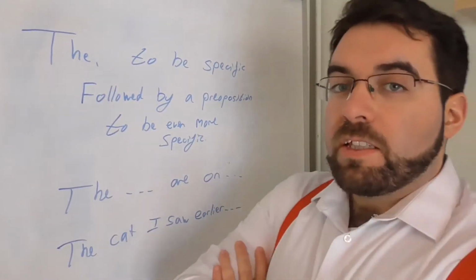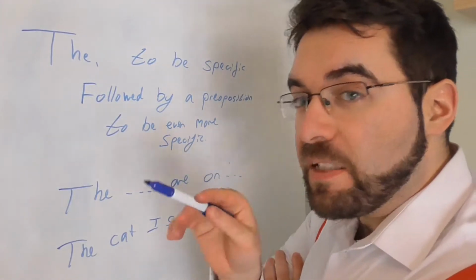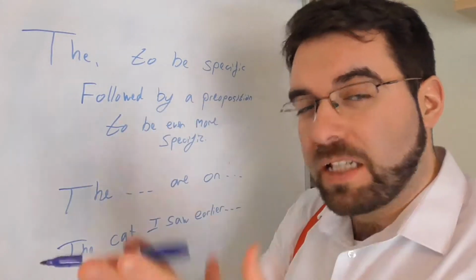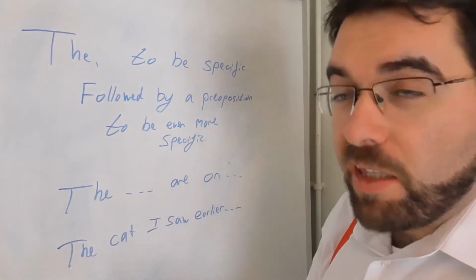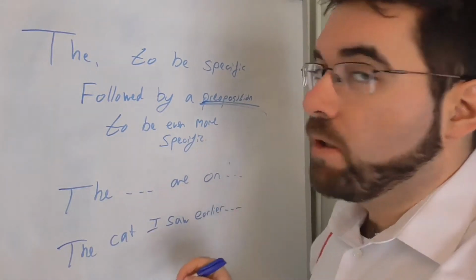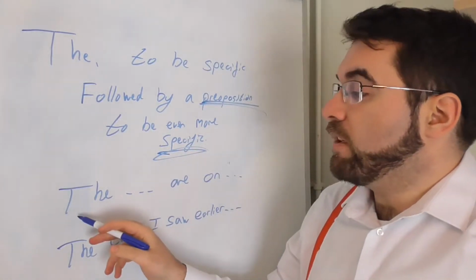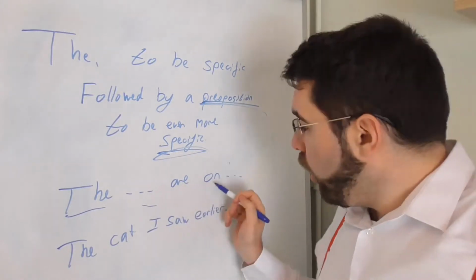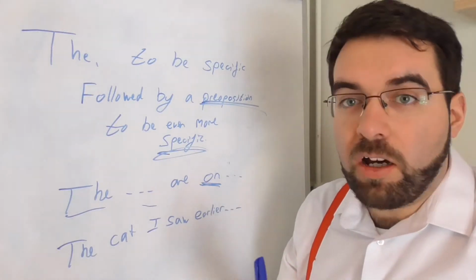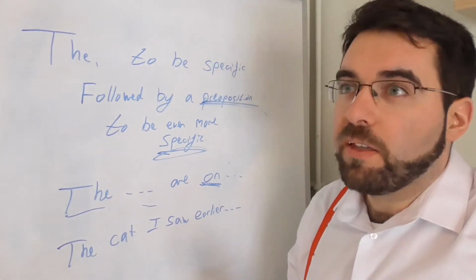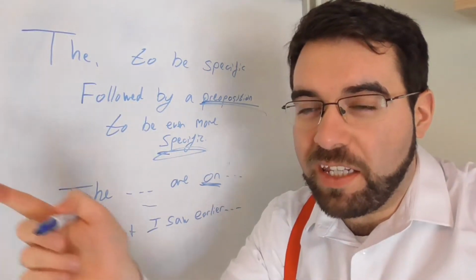So let's look at, again, the definite article. Again, it's talking about being specific, honing in on what you're precisely talking about. But this time, let's follow it with a preposition to be even more specific. So let's say, for example, the paintings on the wall are beautiful. The carpet on the floor is nice. The flowers under the tree are beautiful.